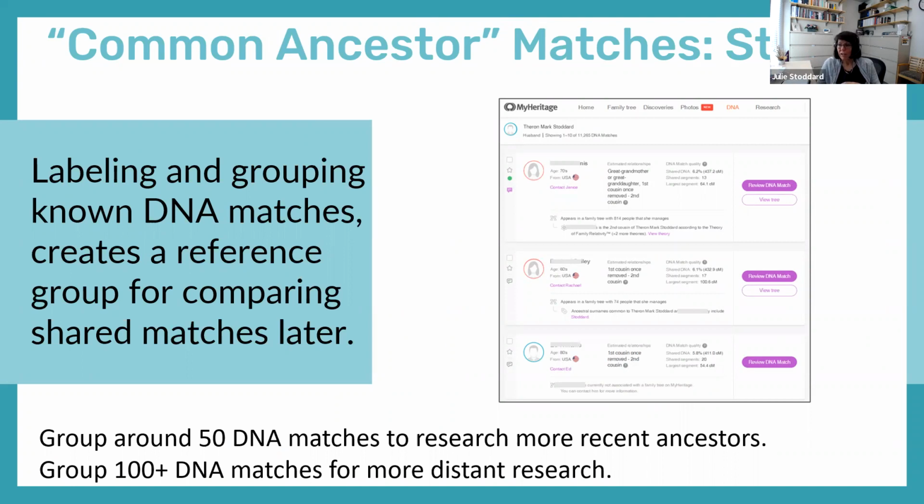This is what the MyHeritage DNA match list looks like. You can see the information they give. Here's my grouping, she's in my green group. And what this does, by labeling and putting your DNA matches into groups, is give you a kind of reference set that you can compare all your DNA matches against.